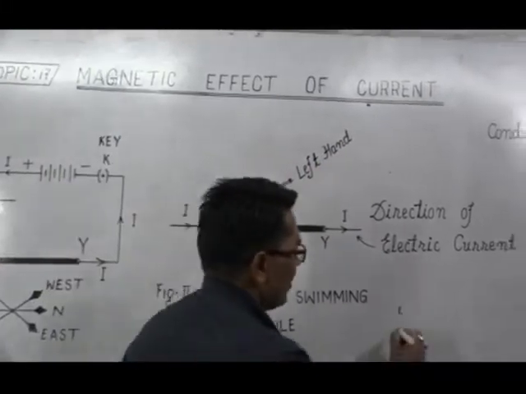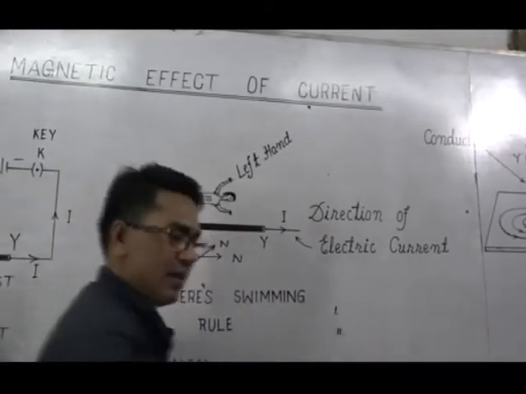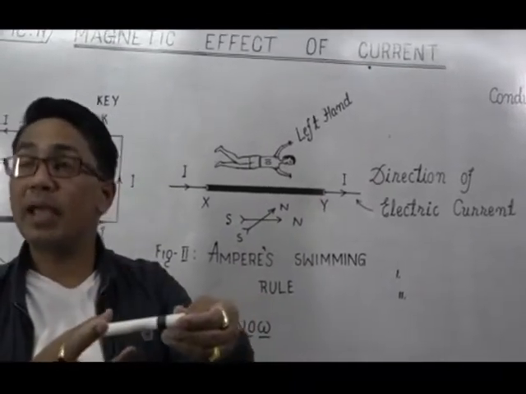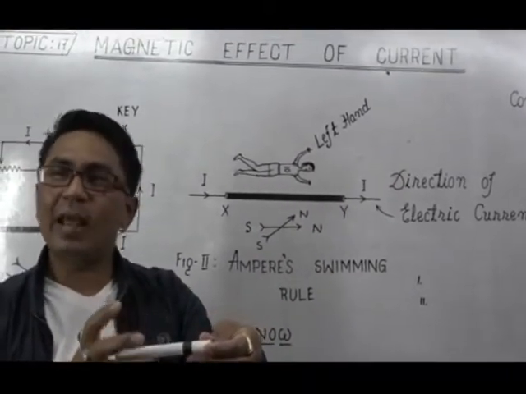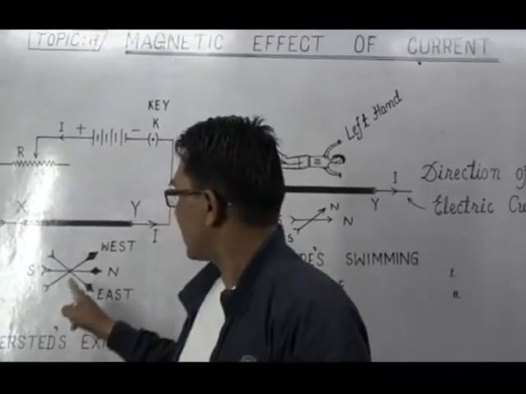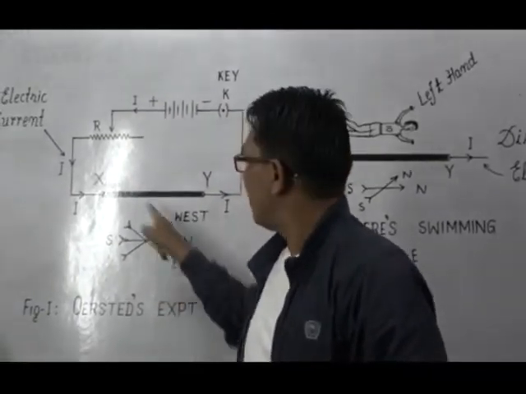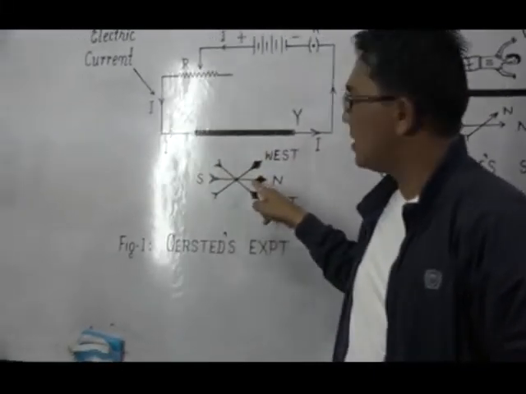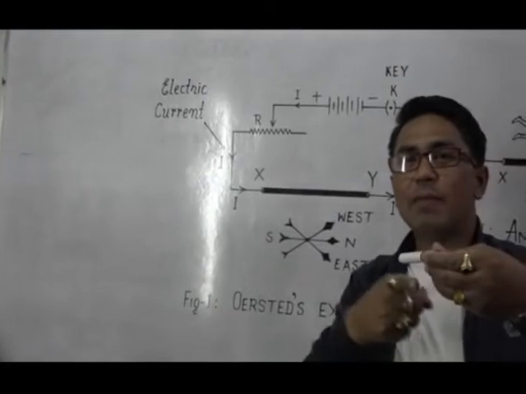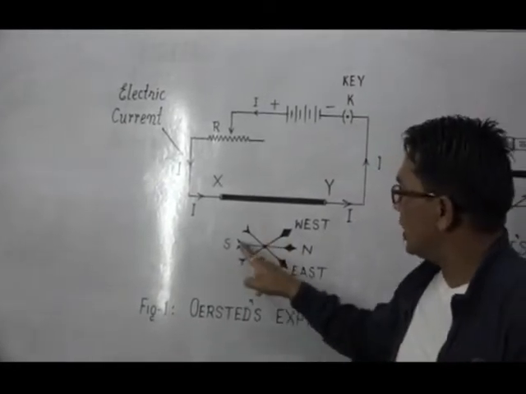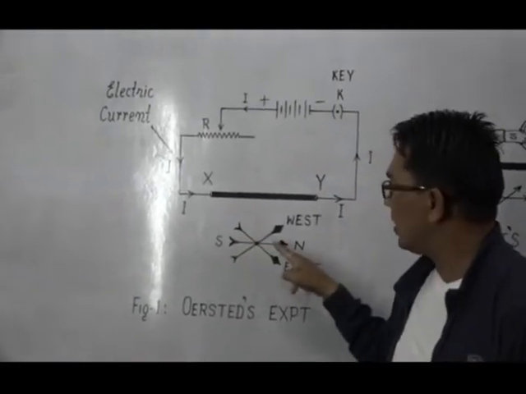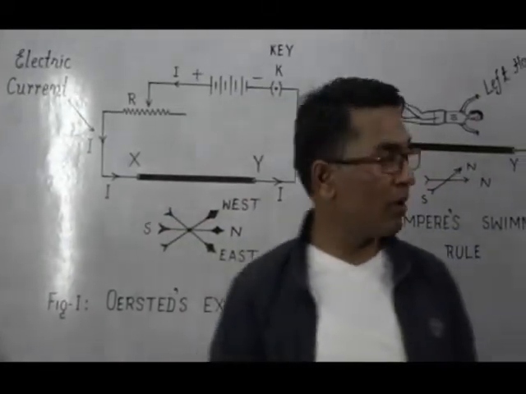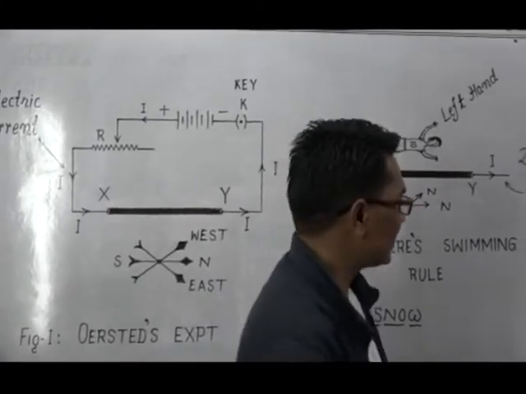The second point is that the magnetic field around the conductor is clearly shown by the deflection of a magnetic needle placed below this straight conductor XY. The magnetic needle deflects, showing that a magnetic field is present around the conductor.